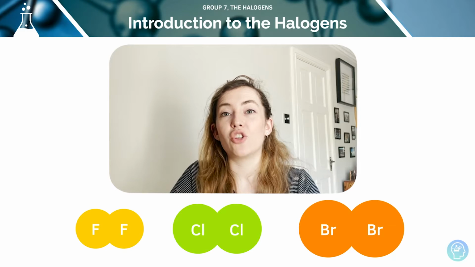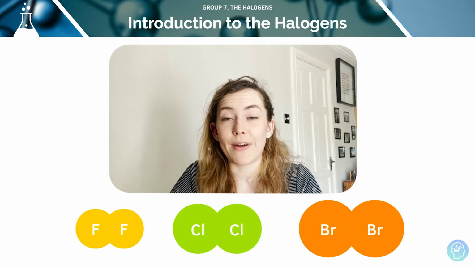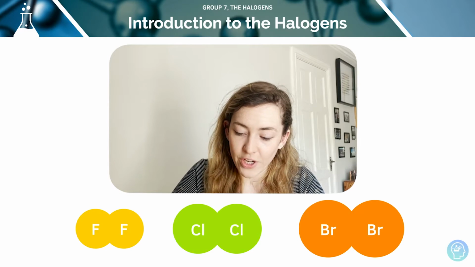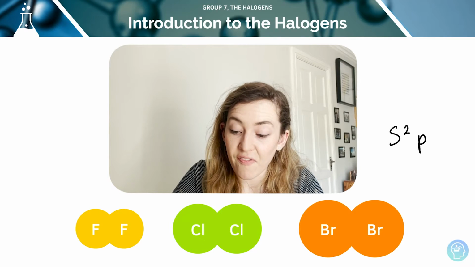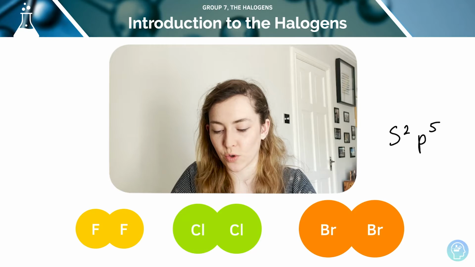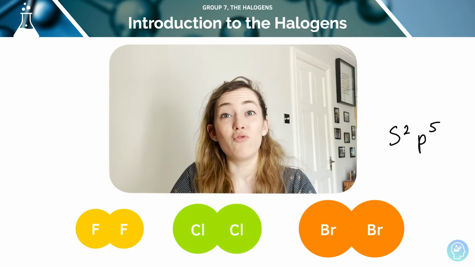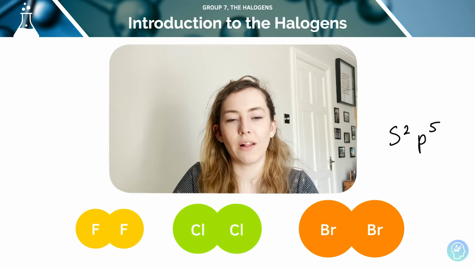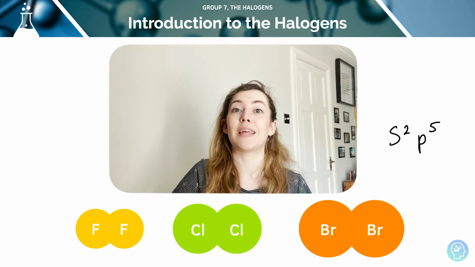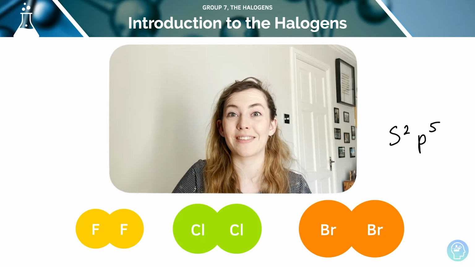And we know that halogens are in Group 7, so they've got 7 electrons in their outer shell, and their configuration, without the numbers, is going to be s2 p5. So we're trying to get that final electron to fill the p subshell. They're really, really reactive because they only need to gain one more electron to get that full outer shell, to receive that stable configuration of a noble gas.